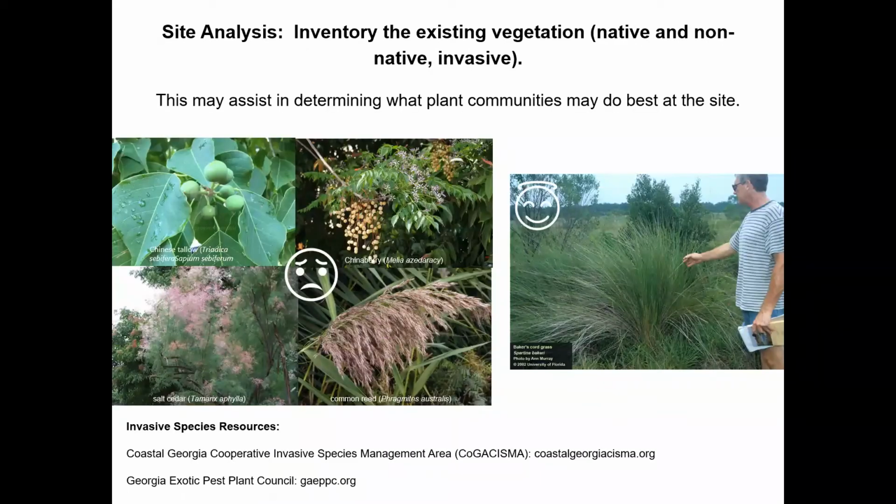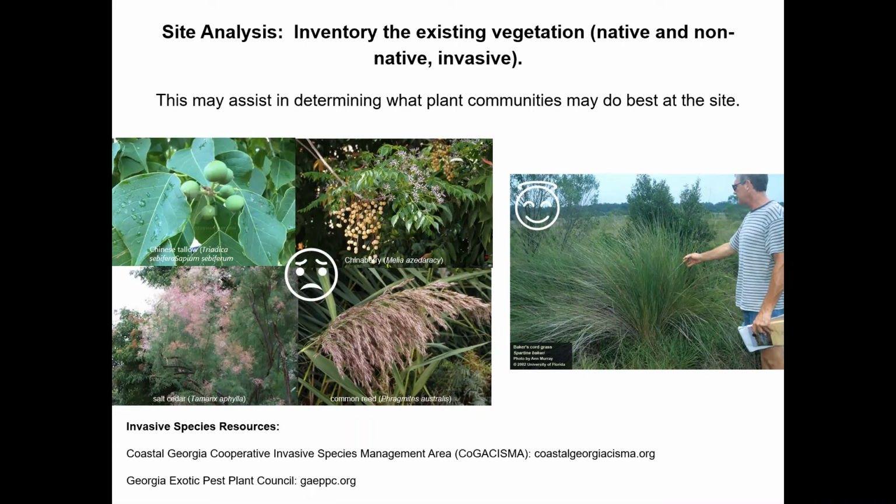And then you try as best as you can, look at what vegetation you have. You know, what native vegetation you have, what non-native ornamental vegetation you have, and hopefully no invasive species. But this is very, very important for the well-being of our ecosystem health and our coastal communities.